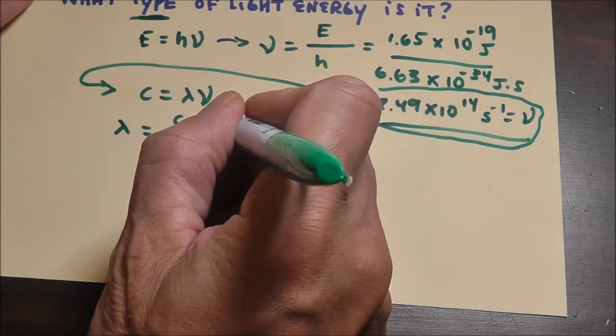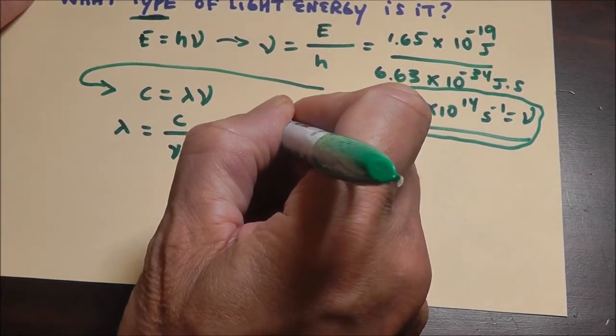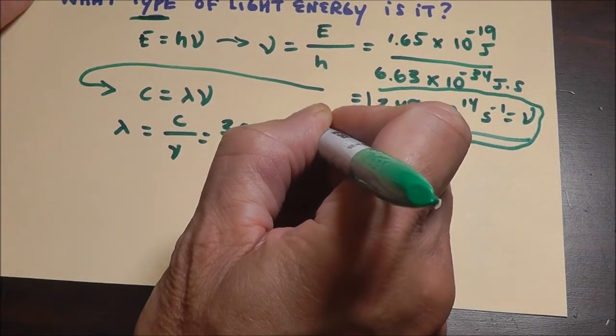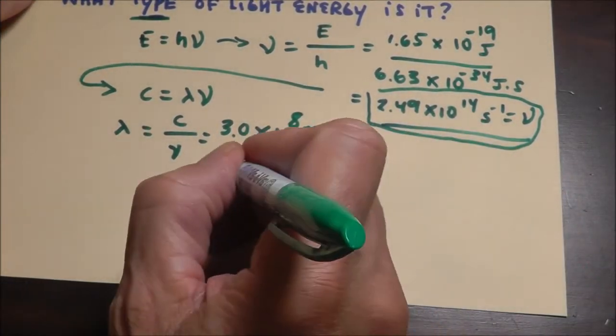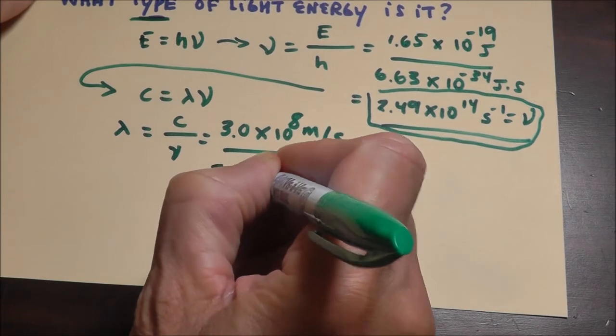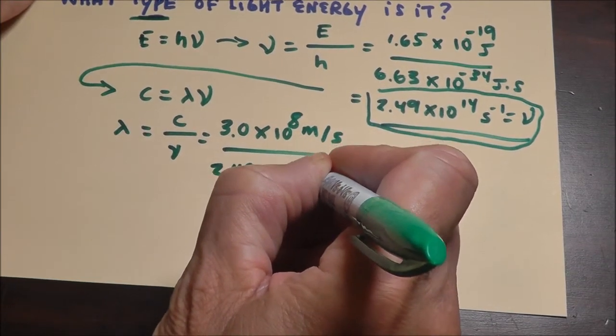And now we have a frequency, so we'll plug it in: 3.0 times 10 to the 8th meters per second, divided by the number we just calculated, 2.49 times 10 to the 14.